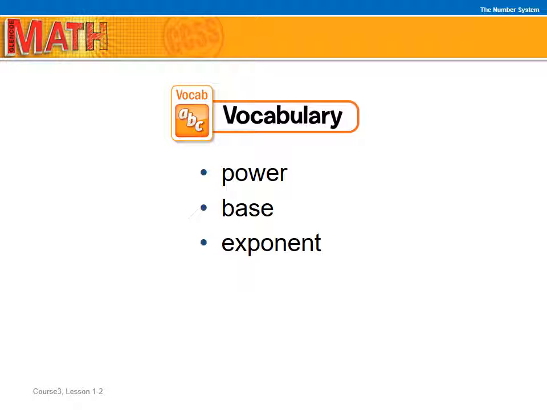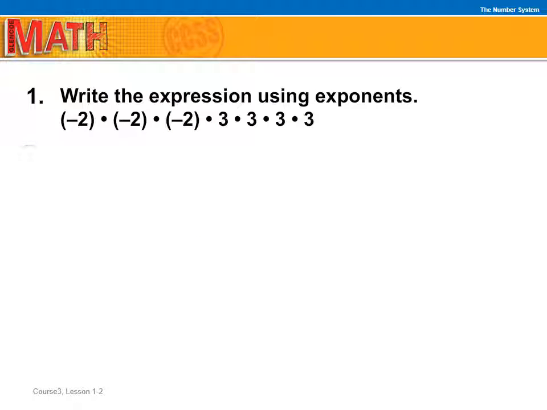This lesson has 3 vocabulary words: power, base, and exponent. Example number 1. Write the expression using exponents.